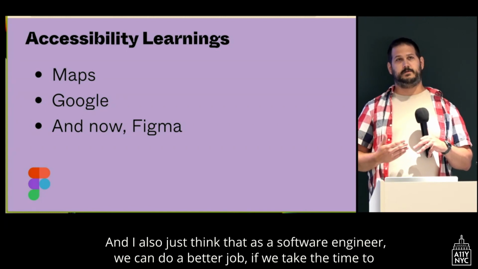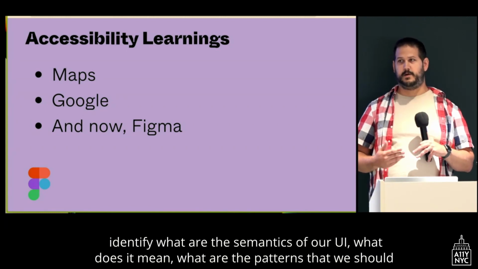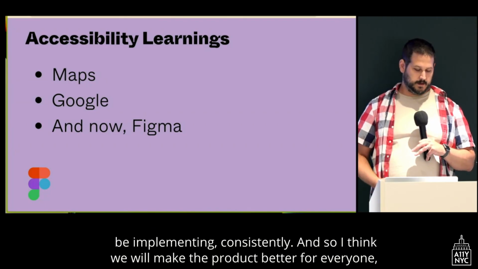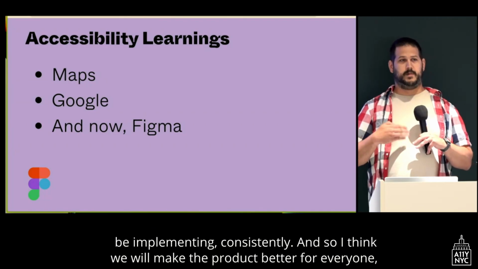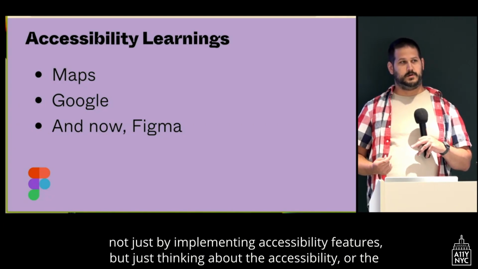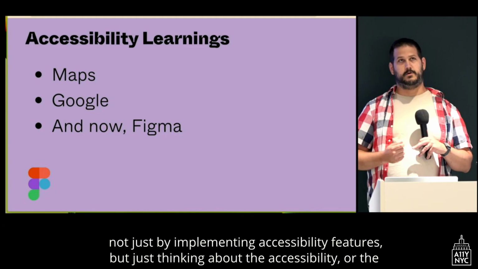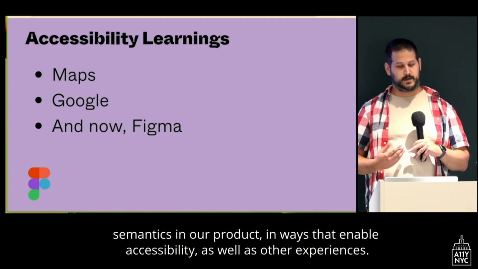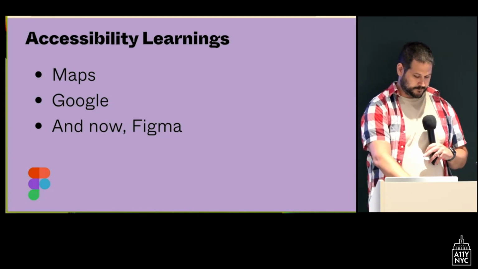if we take the time to identify what are the semantics of our UI, what does it mean, what are the patterns that we should be implementing consistently. And so I think we'll make the product better for everyone, not just by implementing accessibility features, but just thinking about the accessibility or the semantics in our product in ways that enable accessibility as well as other experiences.